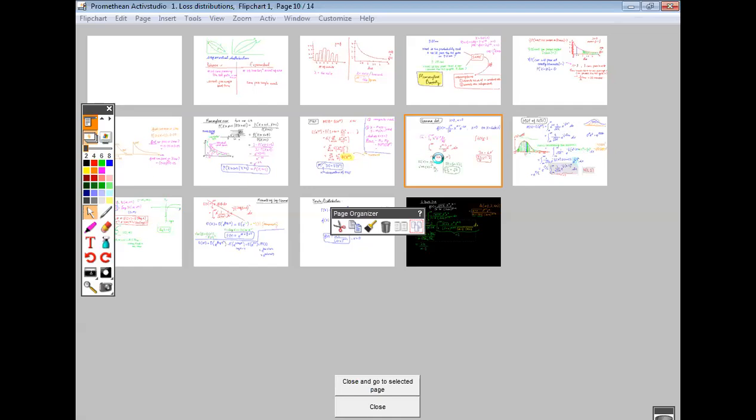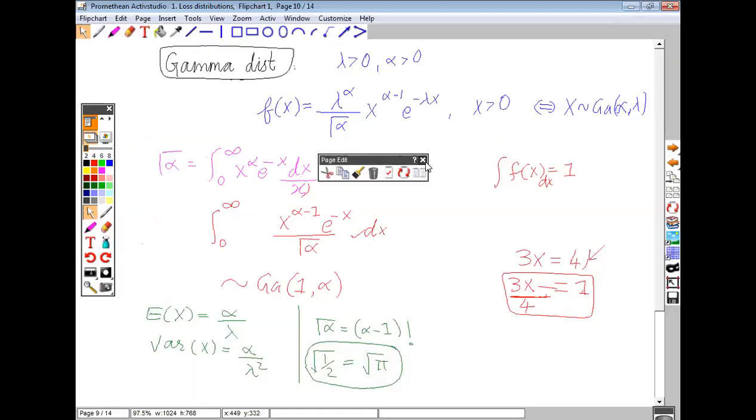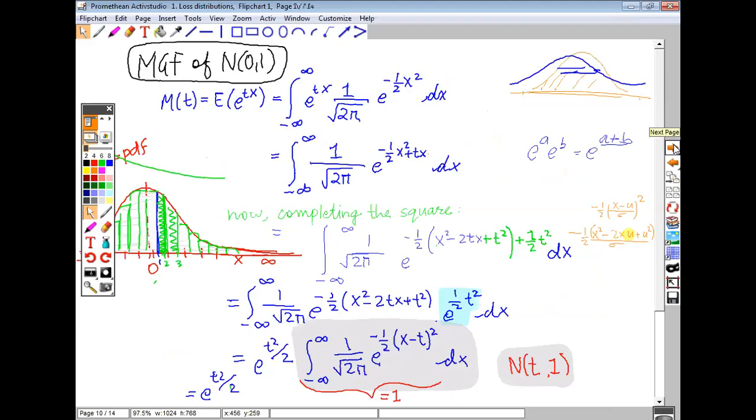And as you all are aware, in the last lecture, we went through the gamma distribution and we learned about the coolest function, probably, the gamma function. And then we had a look at the MGF of a normal distribution. The only important thing to take from this slide, I would say, is the method of completing the square.